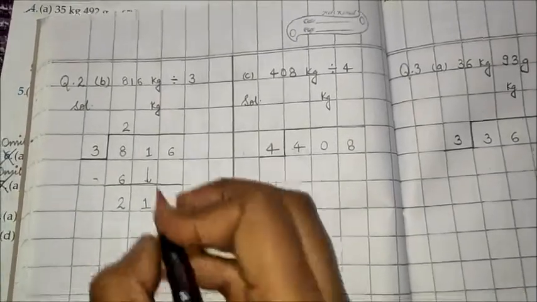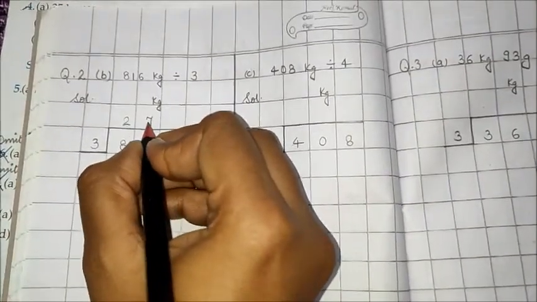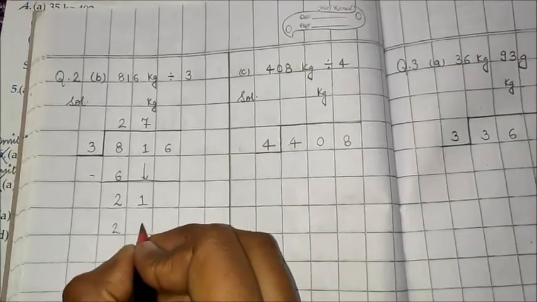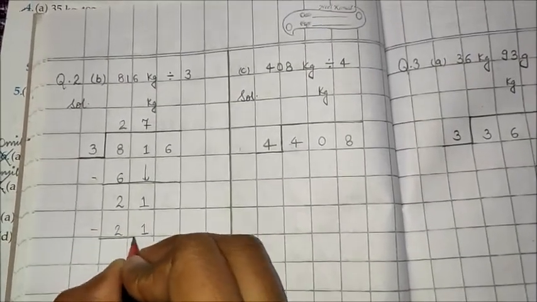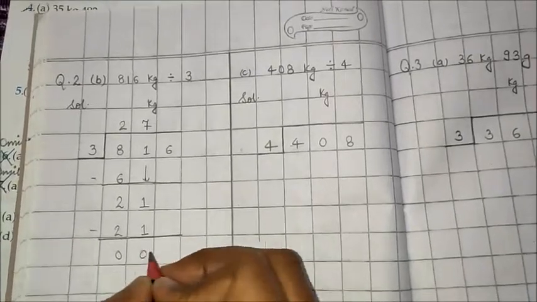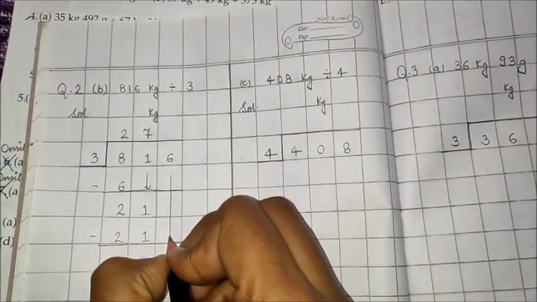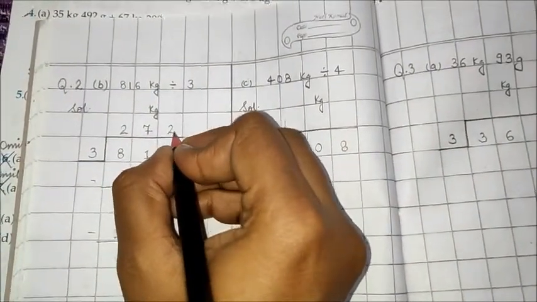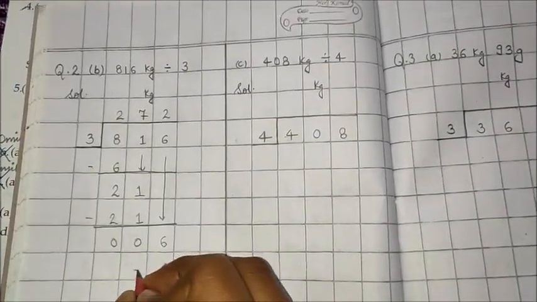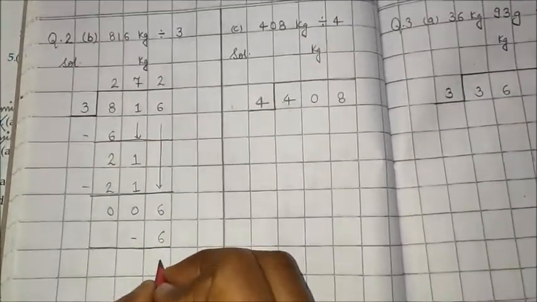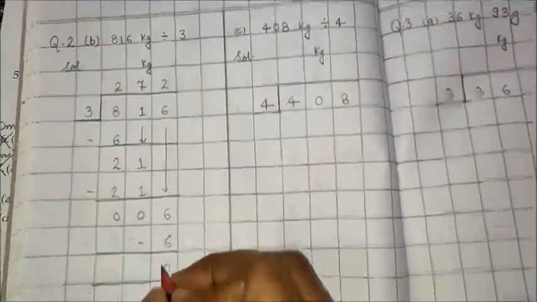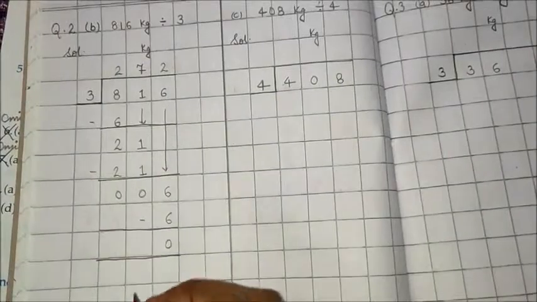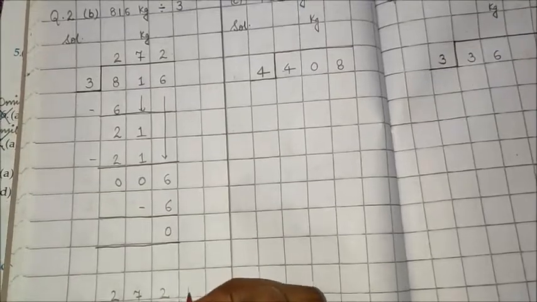Next we are going to write this 1. This is 21 and 3 की टेबल में 21 कितने टाइम्स आता है, 7 times. So 7 times 21. Again subtract. It will be 0 as a remainder. Then at last we are going to write this 6. So in the table of 3, 6 comes 2 times. So we'll take 2 times 6 and then subtract. Remainder will be 0 and the answer is 272 kilograms because ये kilograms में था. So we are going to write 272 kilogram. This is the answer.